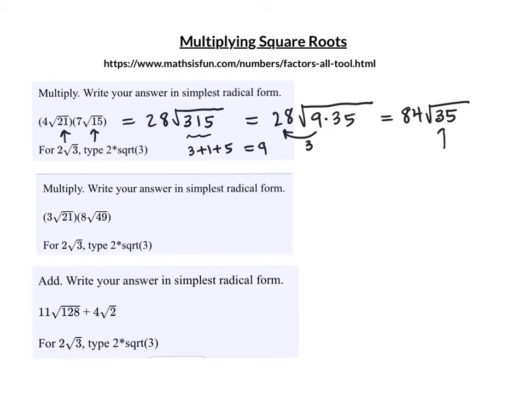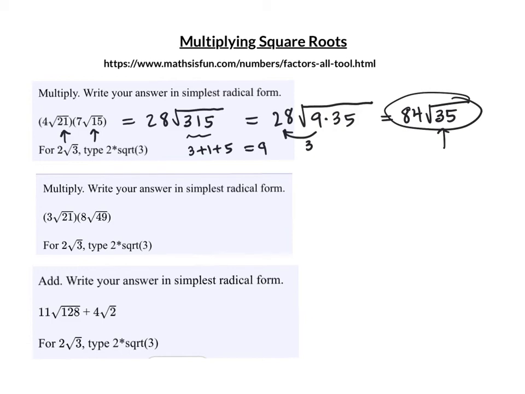You should always look at the root itself and make sure there's no more perfect squares in the number underneath. As long as you take the biggest perfect square, you'll always be sure. But looking at 35, 35 is 5 times 7. There's no perfect squares in 35, so this is my answer.